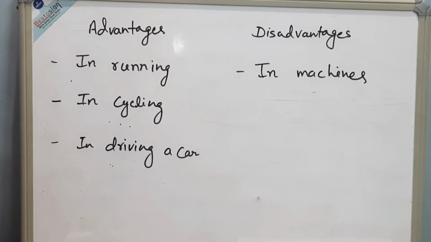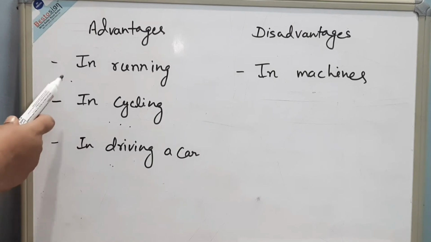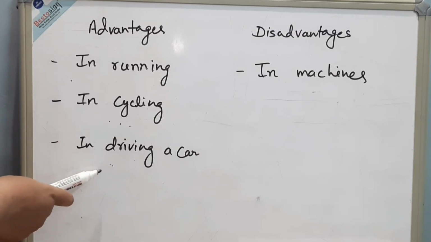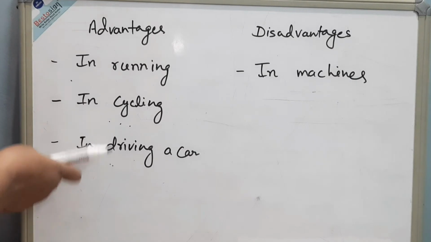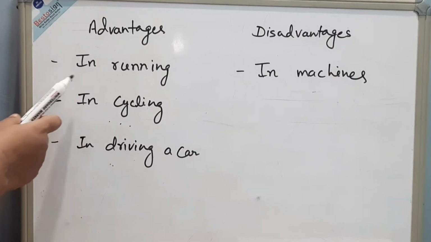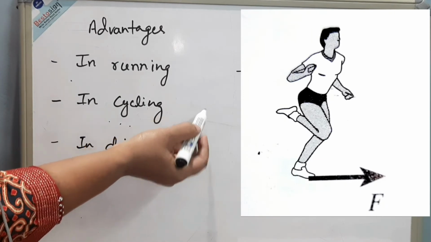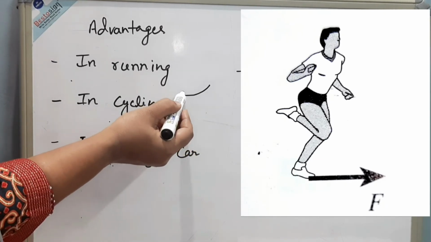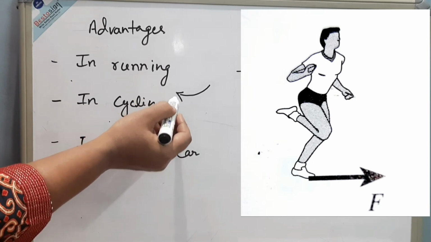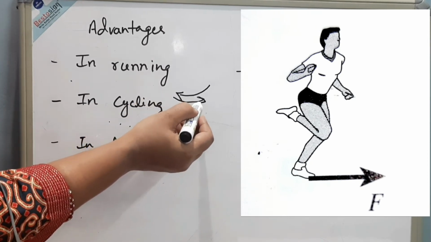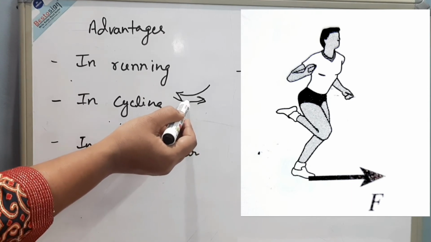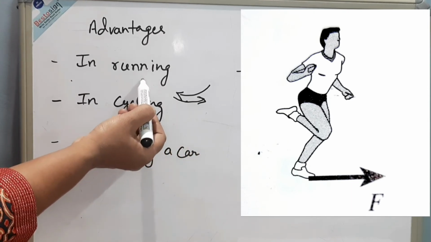Friends, you may have gained the impression that friction always acts so as to prevent motion, but this is not correct in all types of movement. In running, cycling, driving a car, and similar movements, friction actually supports. First, we'll see the case of running. When an athlete runs, the shoes of the athlete push the ground backward, and because of that the ground applies a friction force in the forward direction. So in this case, friction is supportive to the running of the athlete.